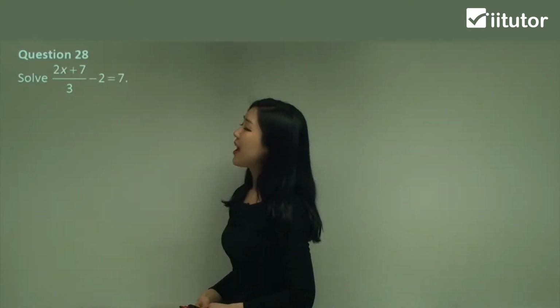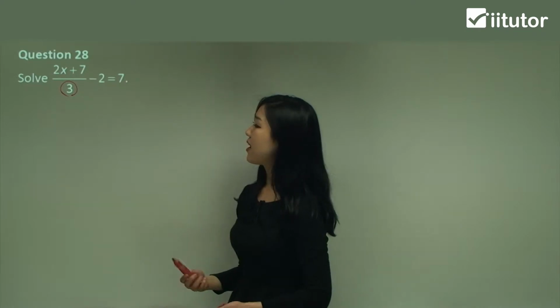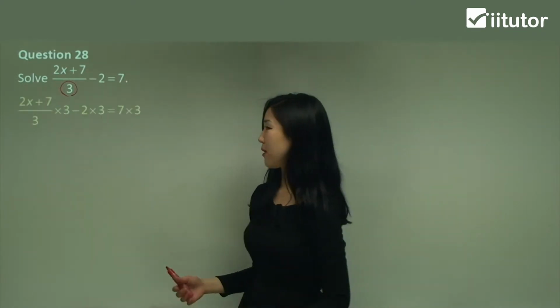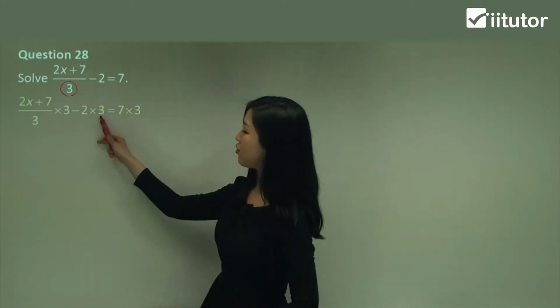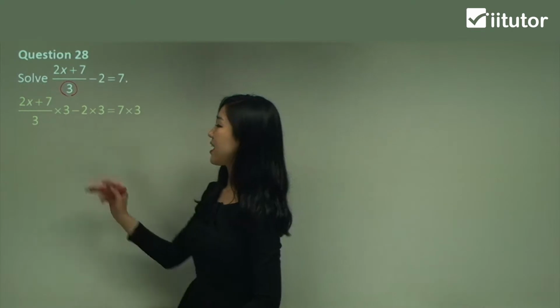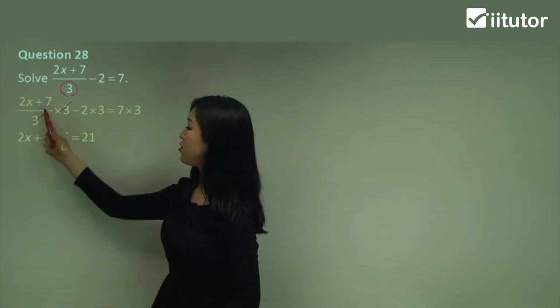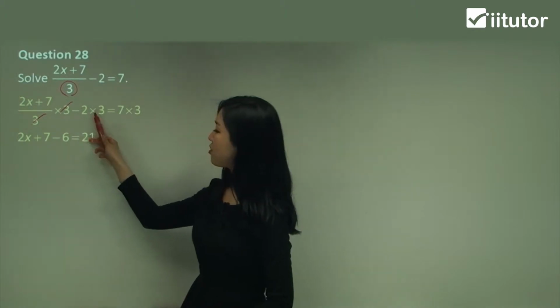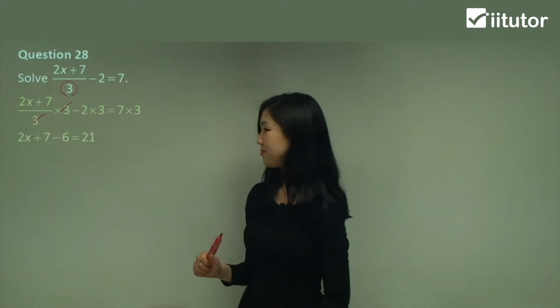Question 28. Okay guys, what's the denominator? 3. So it's again 3. I'll do the same thing, multiply everything by 3. So I'm going to multiply the fraction by 3, -2 by 3, and 7 by 3. And again, these will cancel out. So we just have 2x plus 7, -2 times 3 is -6, and 7 times 3 is 21.